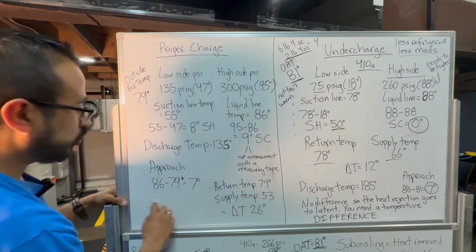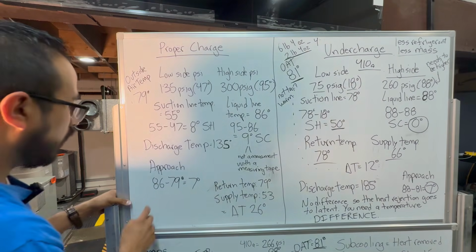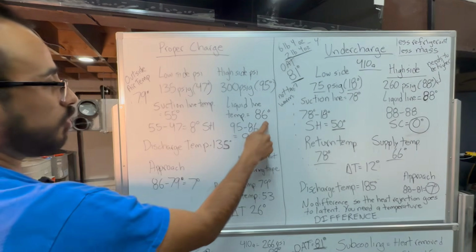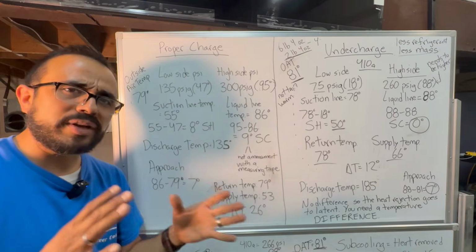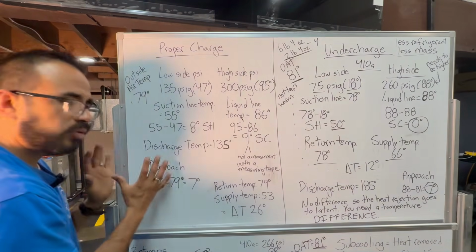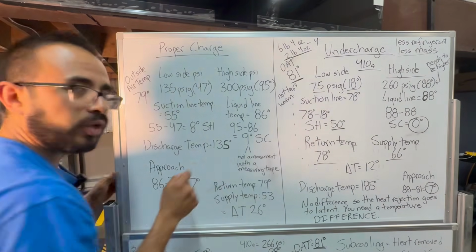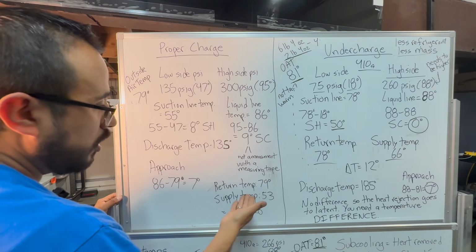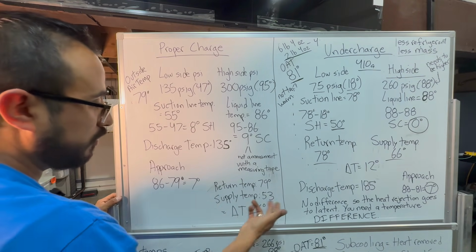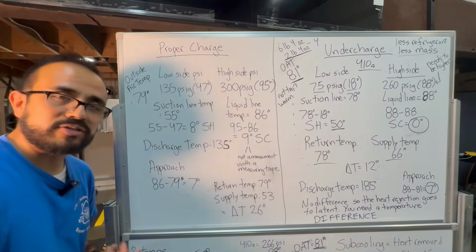So my approach, remember my approach, 86, which is my liquid line temperature, minus my ambient air, 7 degrees. We want between 7 and 12. But like I said, don't worry too much about this. The focus is the subcooling. We have 9 degrees of subcooling. My return temperature was 79 degrees. My supply was 53. I had a delta T of 26 degrees.